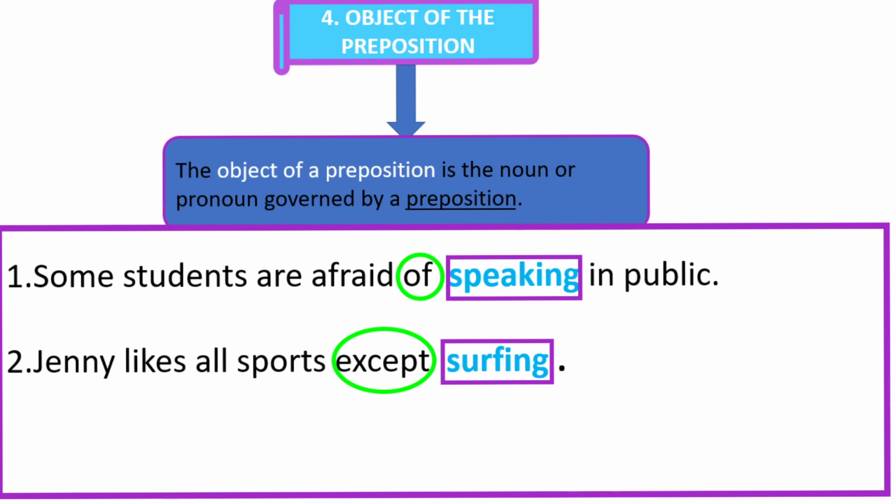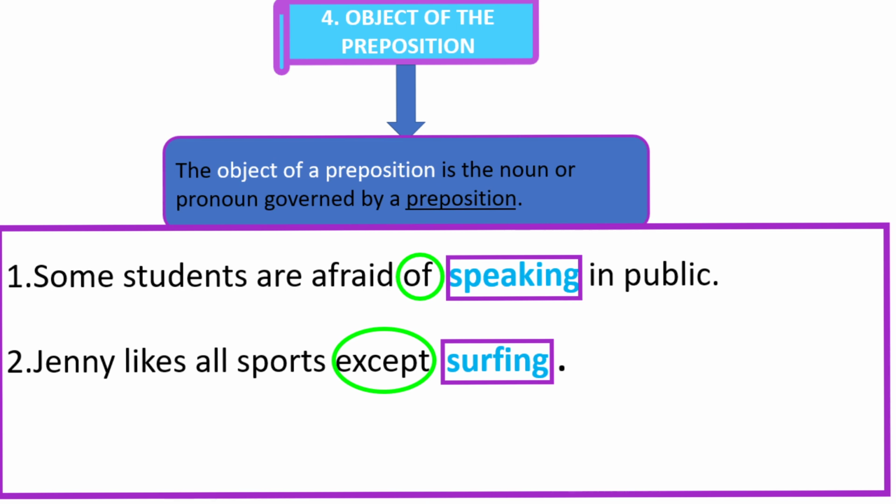Some students are afraid of speaking in public. So, "of speaking" is a prepositional phrase. If you're going to separate them, "of" is the preposition, and speaking is the noun, or the gerund, that functions as the object of the preposition.